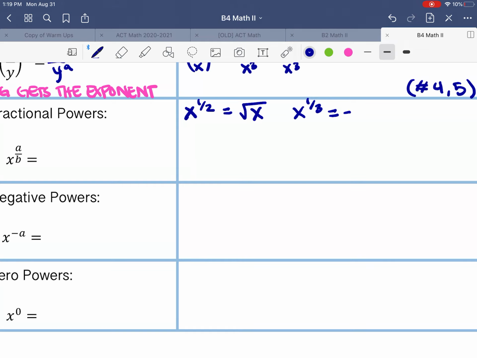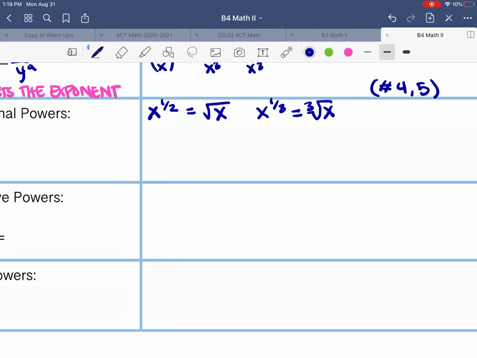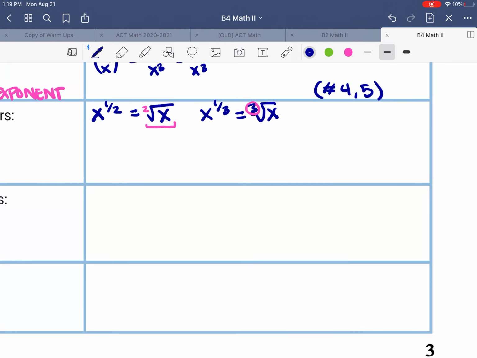So for example, 1/3 is a third root. And just a reminder, this little number that we write to indicate that it's a third root, that's only necessary on everything except for, like, we don't have to write this 2 here because it's assumed that a square root is a square root until we put a different number there. So that's just a side note.